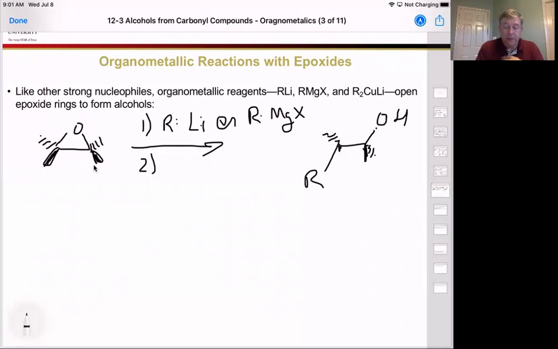So if we attack this epoxy with an organometallic reagent, we'll end up extending the chain by 2 and gaining an alcohol, okay?